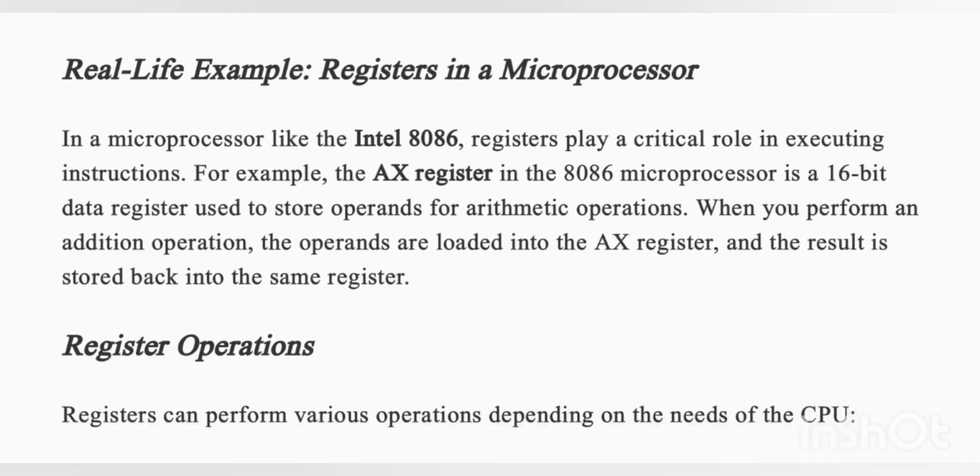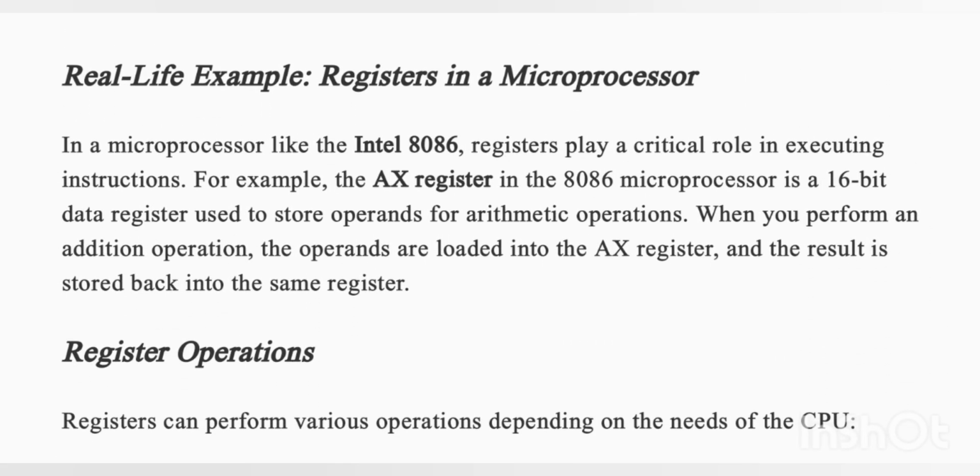Real-life example. Registers in a microprocessor. In a microprocessor like the Intel 8086, registers play a critical role in executing instructions. For example, the AX register in the 8086 microprocessor is a 16-bit data register used to store operands for arithmetic operations. When you perform an addition operation, the operands are loaded into the AX register, and the result is stored back into the same register.